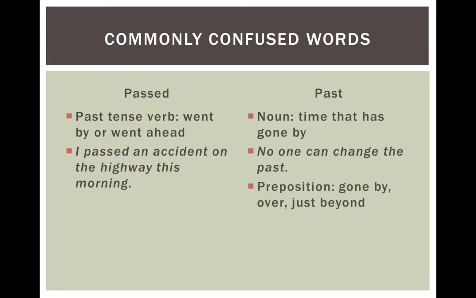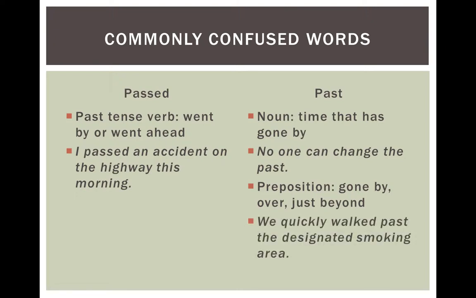We do also use it as a preposition, though, and this is where things get a little murky. It is used to indicate things that we've gone by, over, or just beyond. For example, "we quickly walked past the designated smoking area." Now, we can see how there might be some confusion between my example on the left, in passing an accident, and over on the right, walking past the designated smoking area.